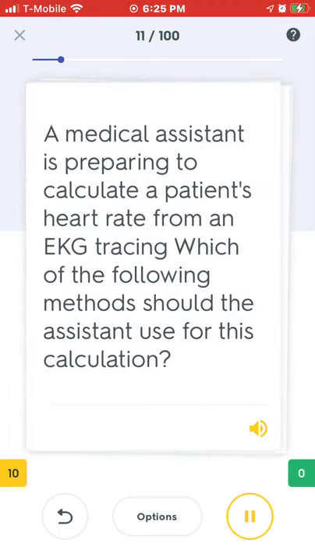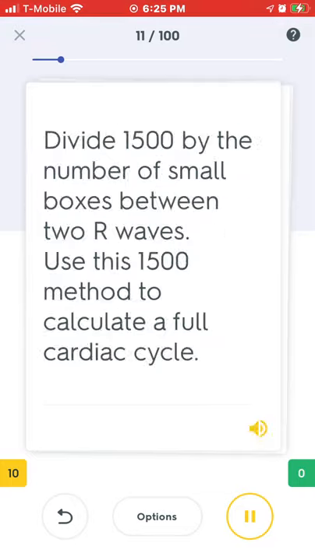A medical assistant is preparing to calculate a patient's heart rate from an EKG tracing. Which of the following methods should the assistant use for this calculation? Divide 1500 by the number of small boxes between two R waves. Use this 1500 method to calculate a full cardiac cycle.